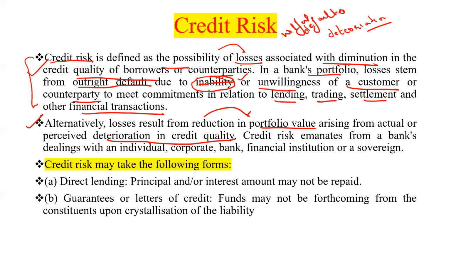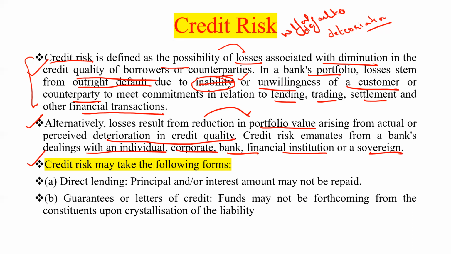So where does credit risk arise? Credit risk emanates from a bank's dealings with an individual, corporate, bank, financial institution, or a sovereign, because they are sanctioning the loan to them. Credit risk may take the following forms.